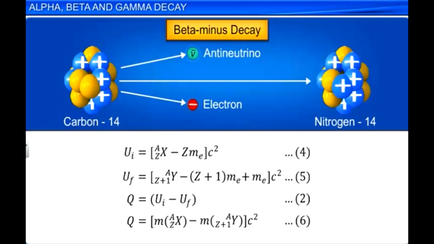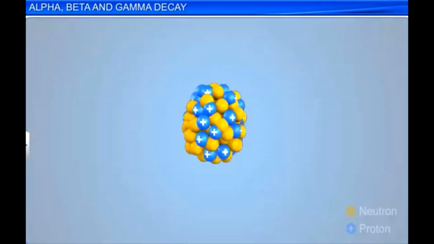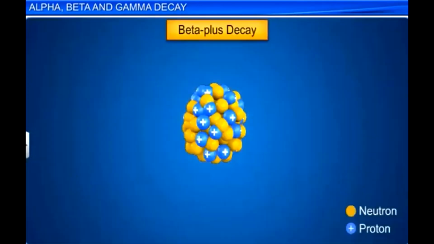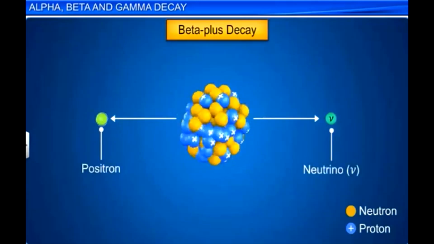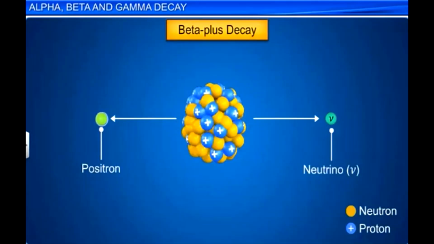Now let us study beta plus decay. The decay in which a positron is emitted is called beta plus decay. In this decay, a neutral, massless particle called a neutrino is also emitted. A neutrino is denoted by nu.